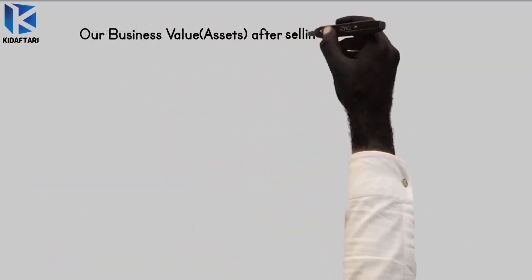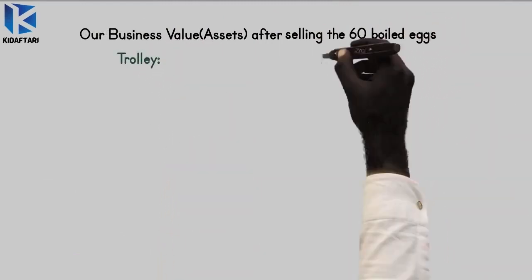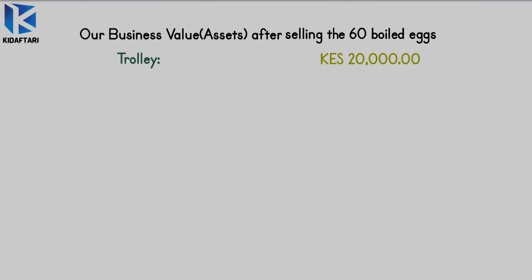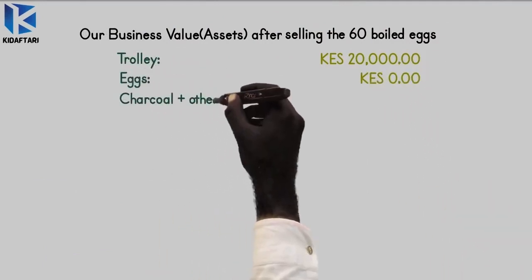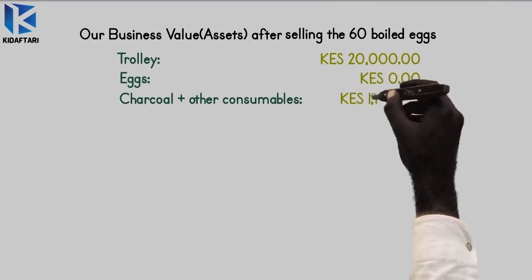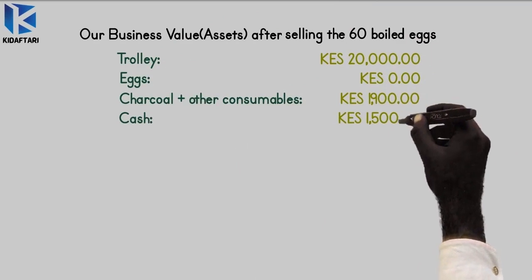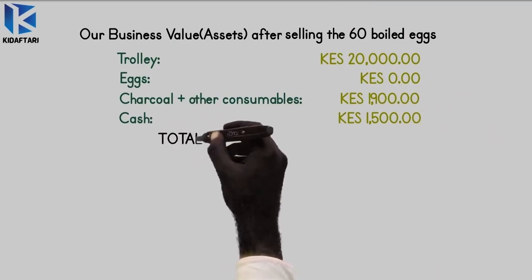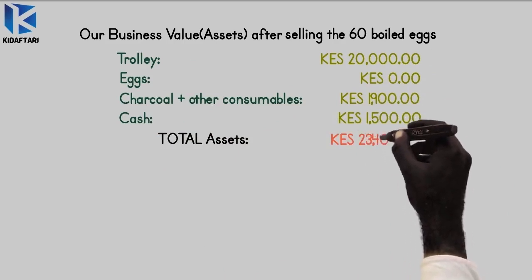This is how our business assets look like after selling the 60 boiled eggs. Trolley, 20,000 Kenya shillings. Eggs, 0 Kenya shillings. Charcoal and other consumables, 1,900 Kenya shillings. Cash in hand is now 1,500 Kenya shillings. This brings our total assets to 23,400 Kenya shillings.